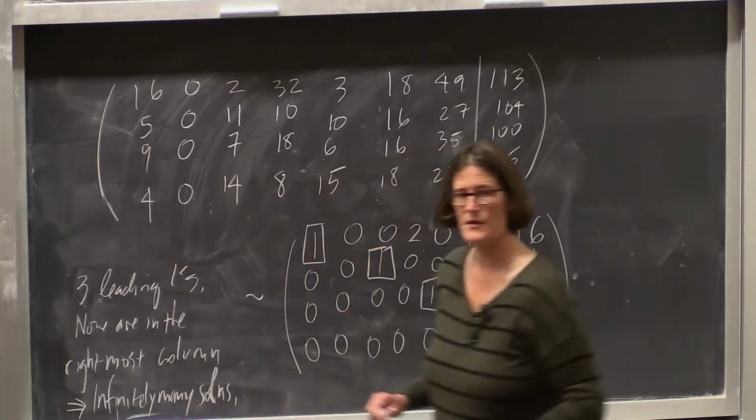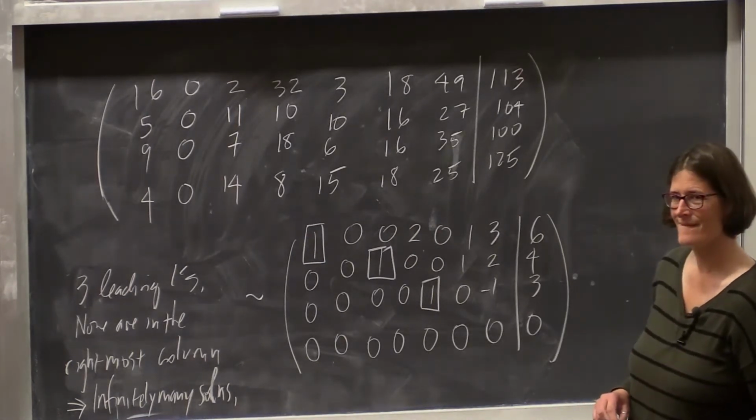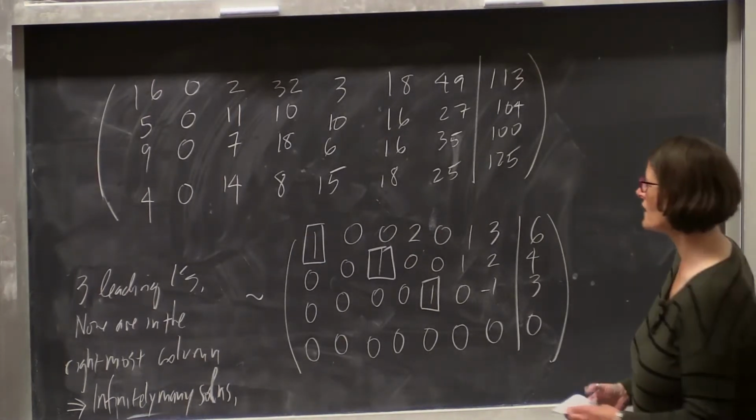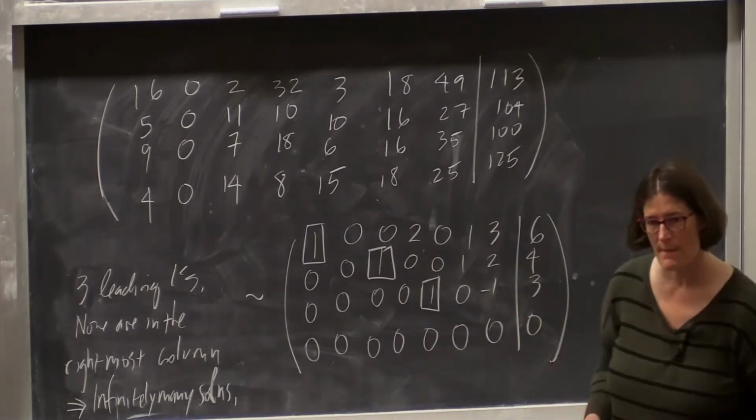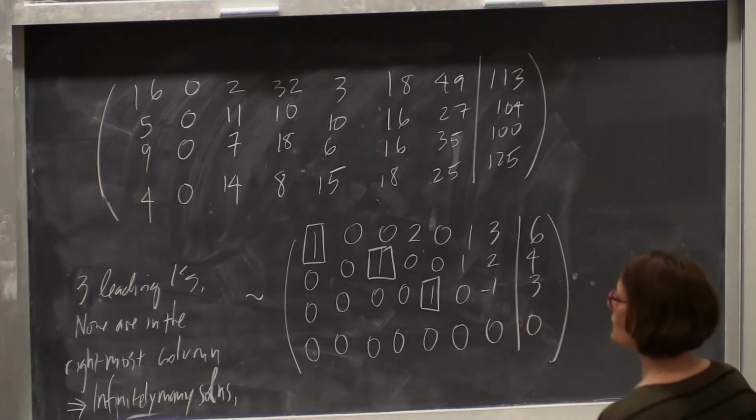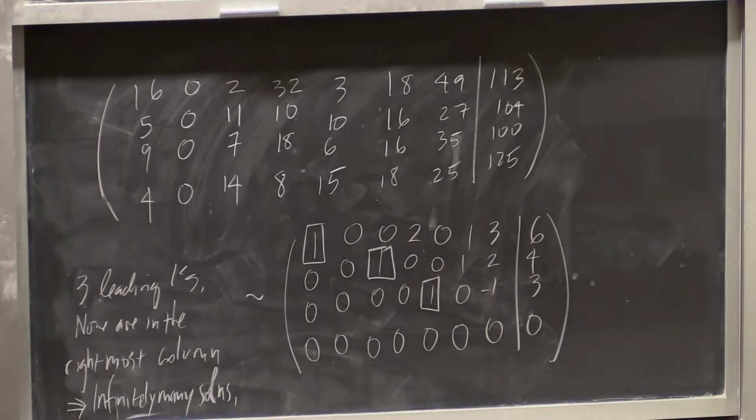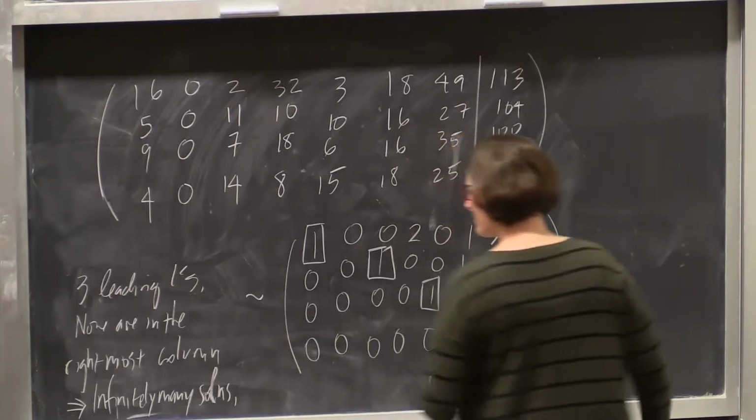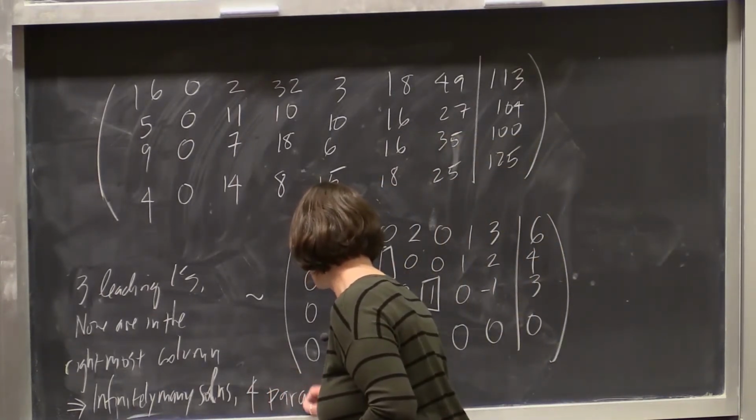And how many free parameters? 4. We have 7 unknowns and 3 equations. Yes? How should it matter that none of them are in the rightmost column? Because if there was one in the rightmost column, that would correspond to an equation 0 equals 1. With 4 parameters.